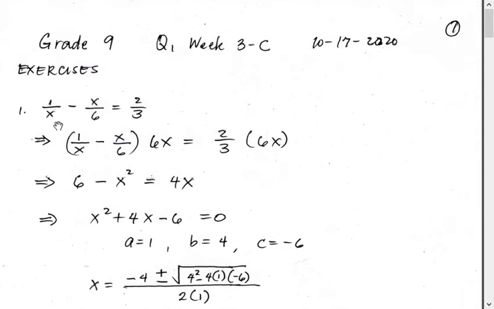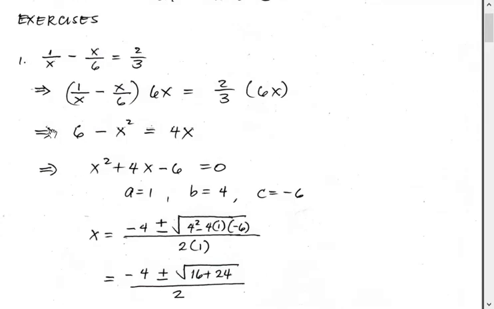Solution, we have to identify the LCD between x and 6 and 3. In this case, the LCD is 6x. So we multiply both sides of the equation by 6x. Multiplying, we have 6 minus x squared equals 4x. Rearranging the terms, we have x squared plus 4x minus 6 equated to 0.